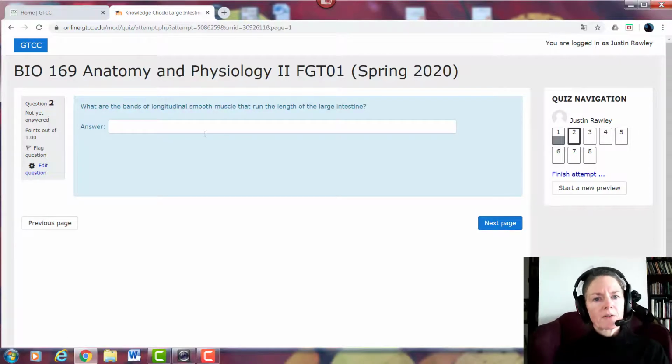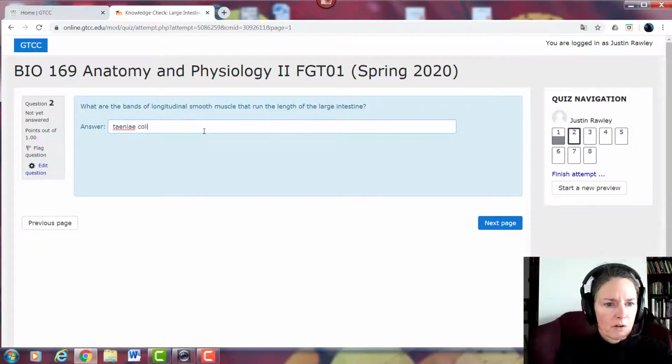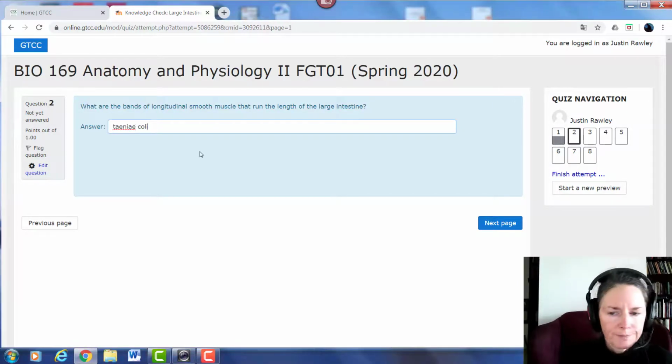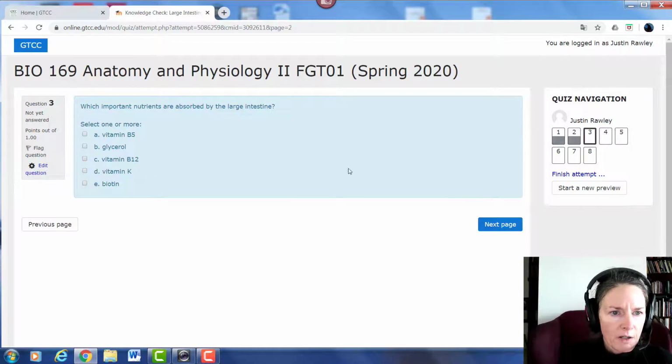All right, what are the bands of longitudinal smooth muscle? This is one of those ones that's really hard to spell. Taenia coli. This is plural. Taenia is singular, taeniae are plural. All right, what important nutrients are absorbed by the large intestine? Vitamin B5, vitamin K, and biotin. If you recall, vitamin B12 is absorbed in the ileum, and it needs intrinsic factor in order to be absorbed, and that intrinsic factor is secreted by the stomach. So in the large intestine, we have vitamin B5, vitamin K, and biotin.